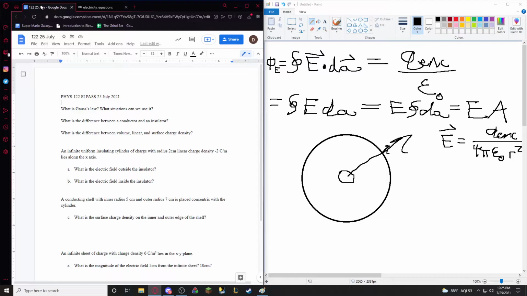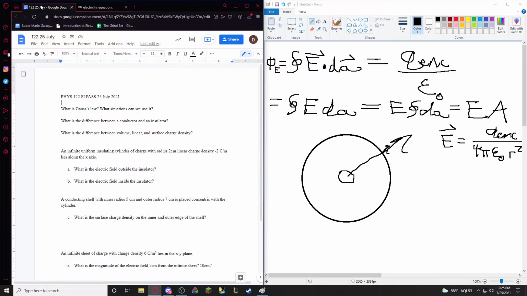Conductors, the charges are able to freely move around, and there will generally be a net charge of 0. The E would just be 0, the electric field. Exactly. The electric field inside the conductor is 0.